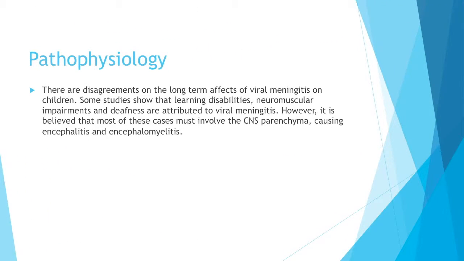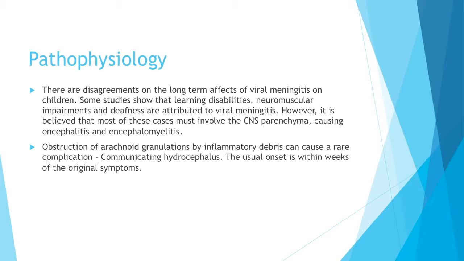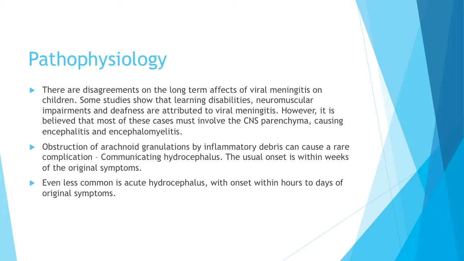Pathophysiology. There are disagreements on the long-term effects of viral meningitis on children. Some studies show that learning disabilities, neuromuscular impairments, and deafness are attributed to viral meningitis. However, it is believed that most of these cases must involve the CNS parenchyma, causing encephalitis and encephalomyelitis. Obstruction of arachnoid granulations by inflammatory debris can cause a rare complication, communicating hydrocephalus. The usual onset is within weeks of the original symptoms. Even less common is acute hydrocephalus, with onset within hours to days of original symptoms.